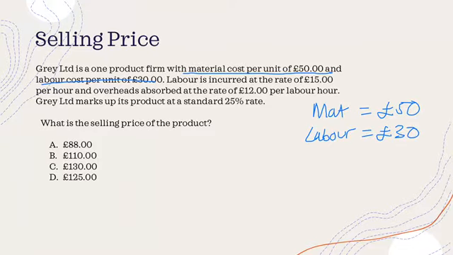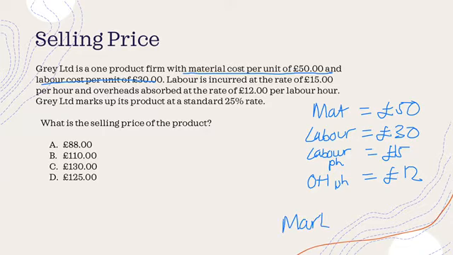Labour is incurred at a rate of £15 per hour. So labour per hour is £15. And overheads are absorbed at a rate of £12 per hour. So overheads per hour equals £12. And Gray Limited marks up its product at the standard rate of 25%. So at the end, everything is marked up by 25%.